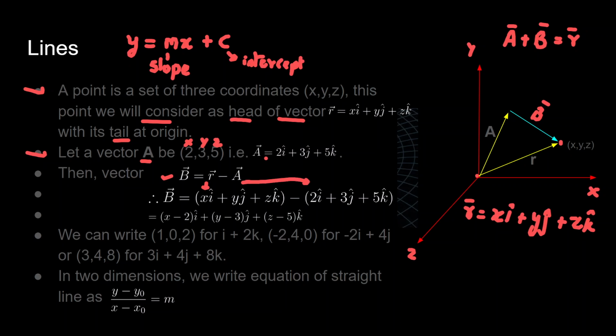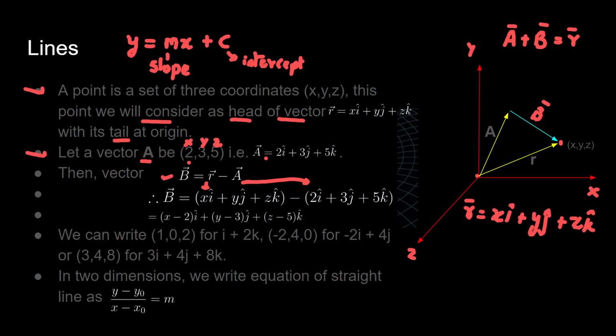So if I subtract them, now from this addition and subtraction of vectors, we know that if I subtract two vectors, then their components get subtracted. So this is x minus 2 i cap plus y minus 3 j cap and z minus 5 k cap. So this is from the subtraction of vectors.